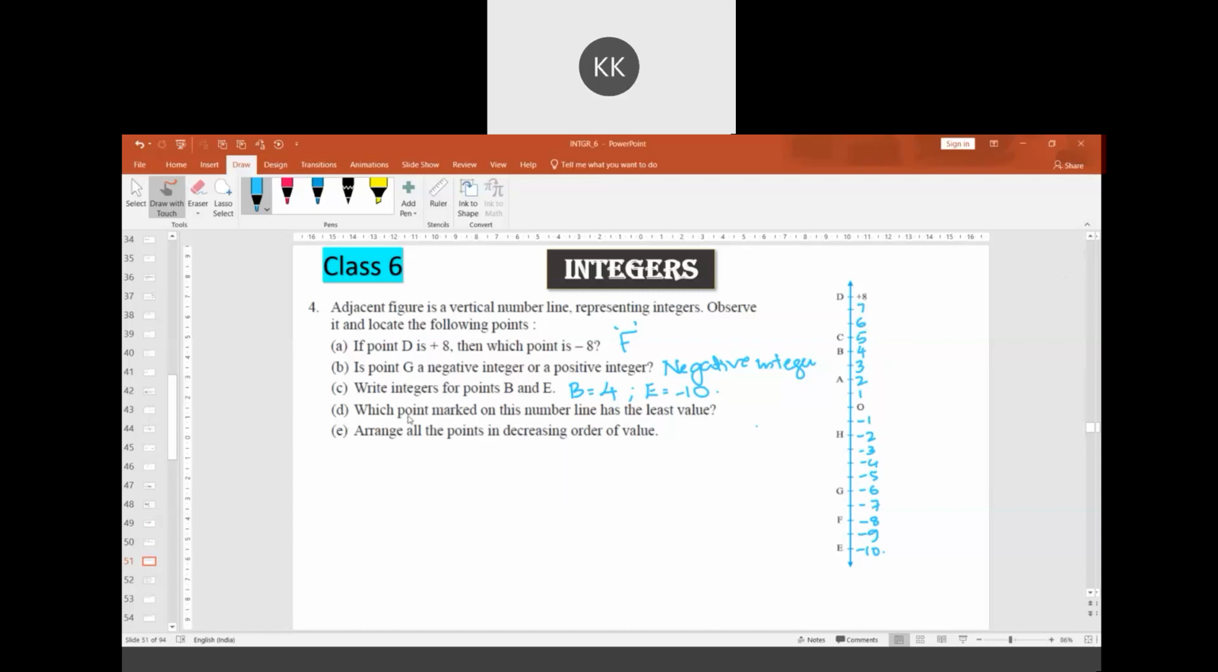Which point marked on this number line has the least value? Here, the least value is at point E, which is -10, so point E represents the least value. Arrange all the points in descending order. Now I am unmuting you. Harsh will tell the descending order of these letters.